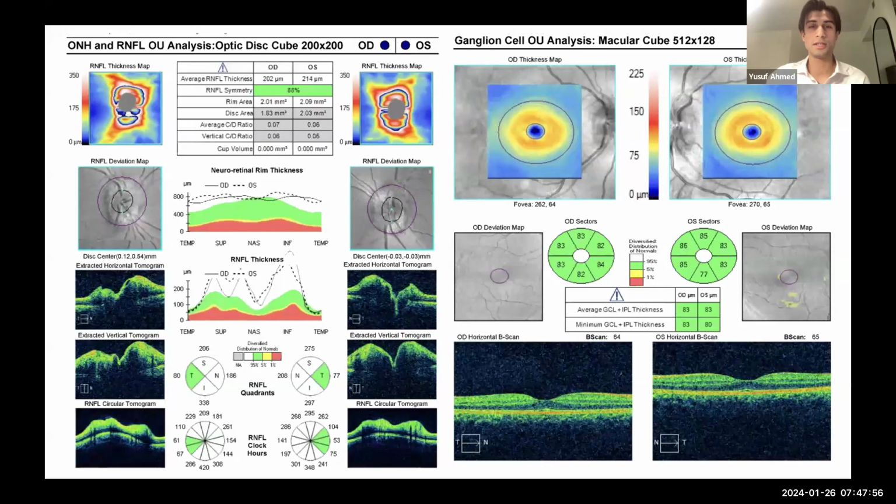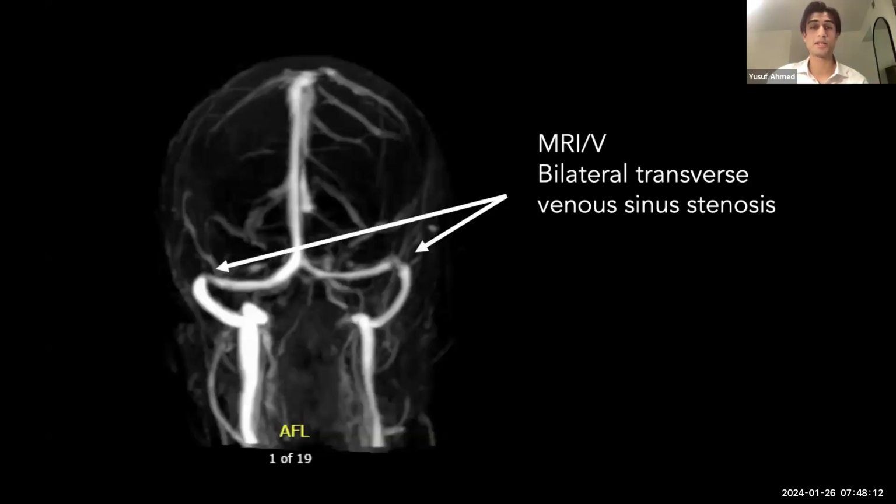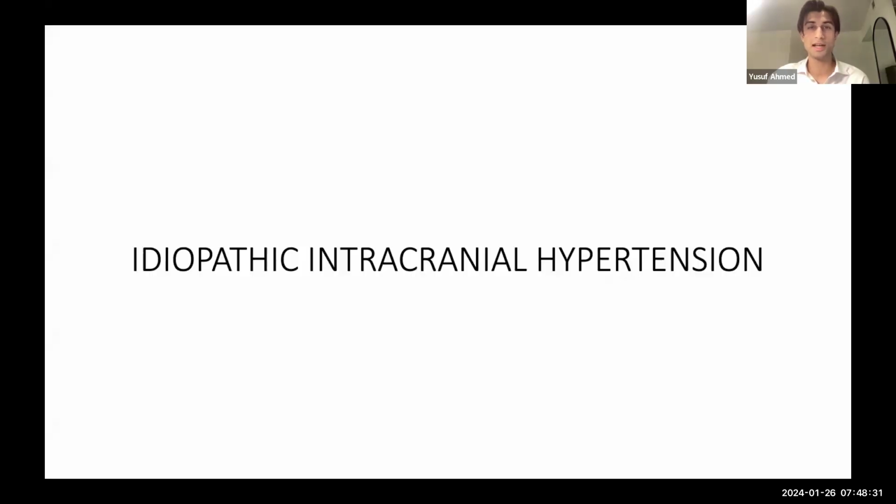On the RNFL OCT, we can see, corroborating our fundus findings, an increased average RNFL thickness in the low 200s, which confirmed the moderate disc edema. Our ganglion cell analysis was normal as well. At this point, an MRI-MRV was initiated, which showed bilateral transverse venous sinus stenosis and also a partially empty sella, which would be in keeping with an IIH diagnosis. In addition, there were no secondary causes identified on imaging, including leptomeningeal enhancement, mass, hemorrhage, and so on. So at this point, a diagnosis of IIH was made.